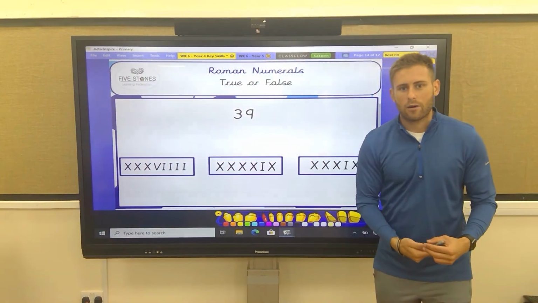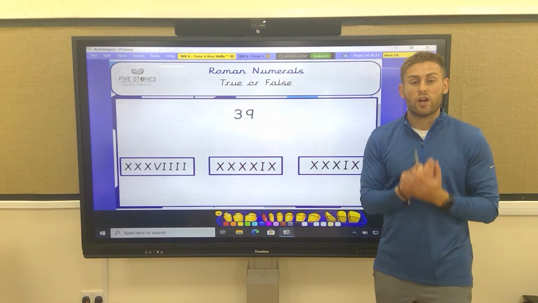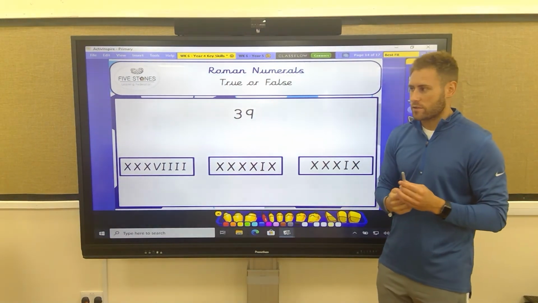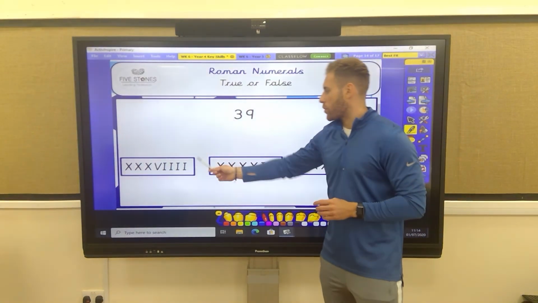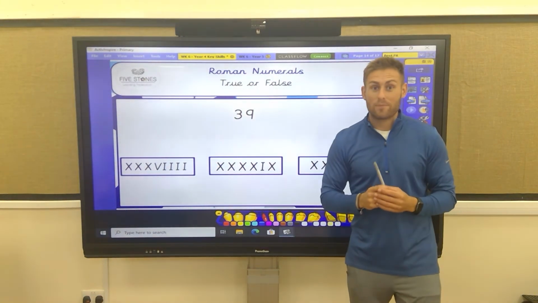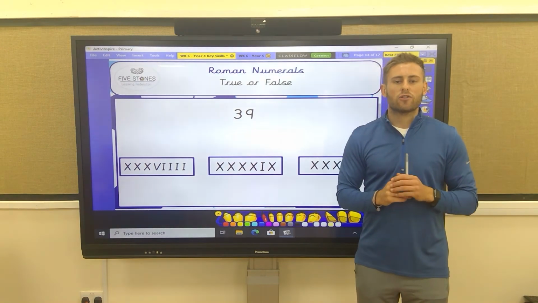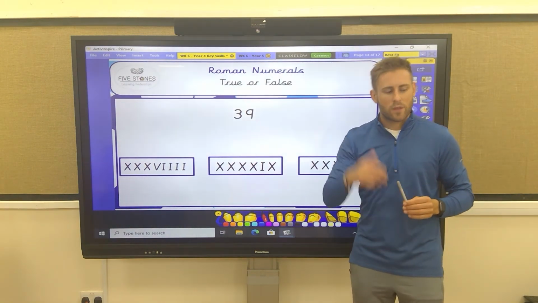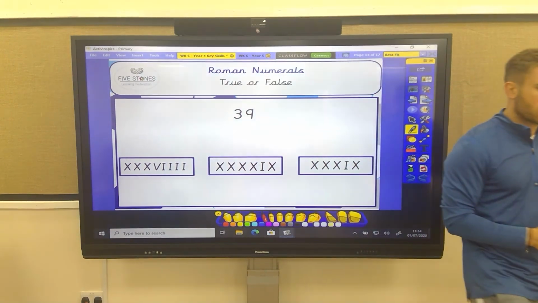A little bit of a game now. Because with Roman numerals, there are certain rules with the knowledge that we need to know. I have created a true or false game where I've shown 3 different ways that somebody might represent 39. You need to tell us which one is true, which one is false. See if you can spot the common misconceptions. Off you go, pause the screen, give yourself some thinking time.